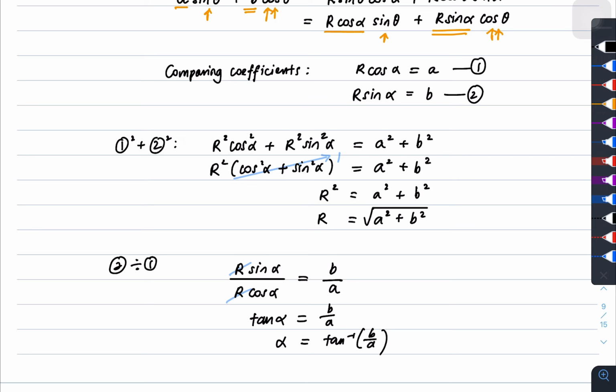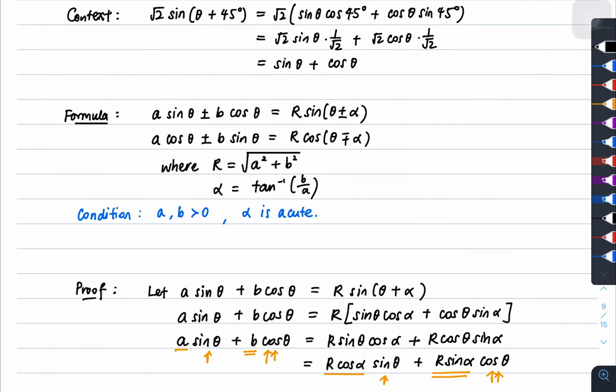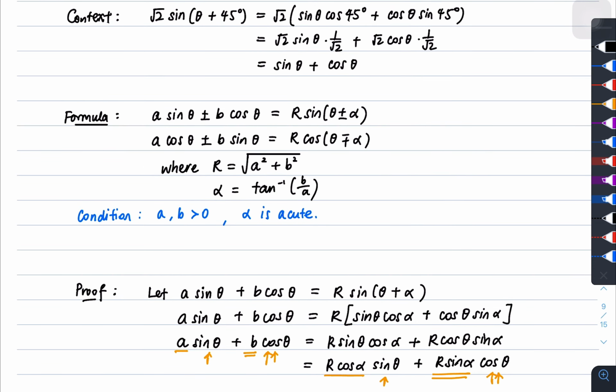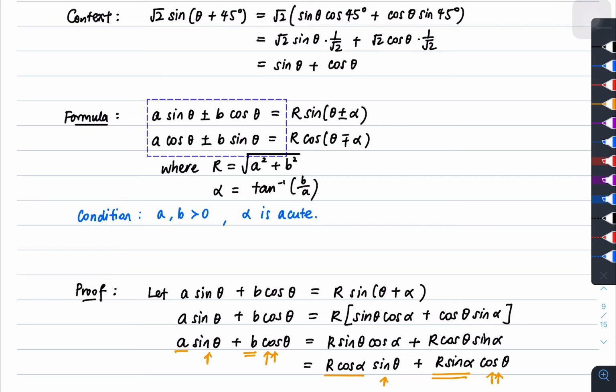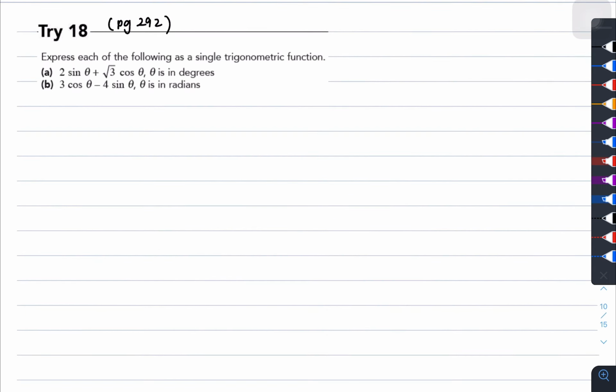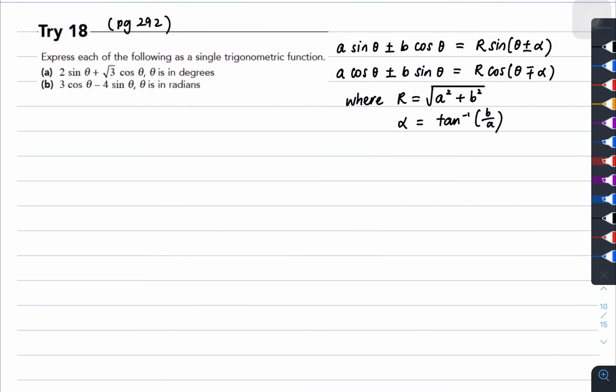Okay, so what I'm doing is proving the result for R and alpha. So once again, don't worry if you don't understand the proof. It's just to show you where it comes from. The more important thing is to know how it works. So we're going to make use of this, and we're going to show you how it works below. Okay, so let me copy this, and let us jump straight to Try 18 over here. And I will park this over here for reference.